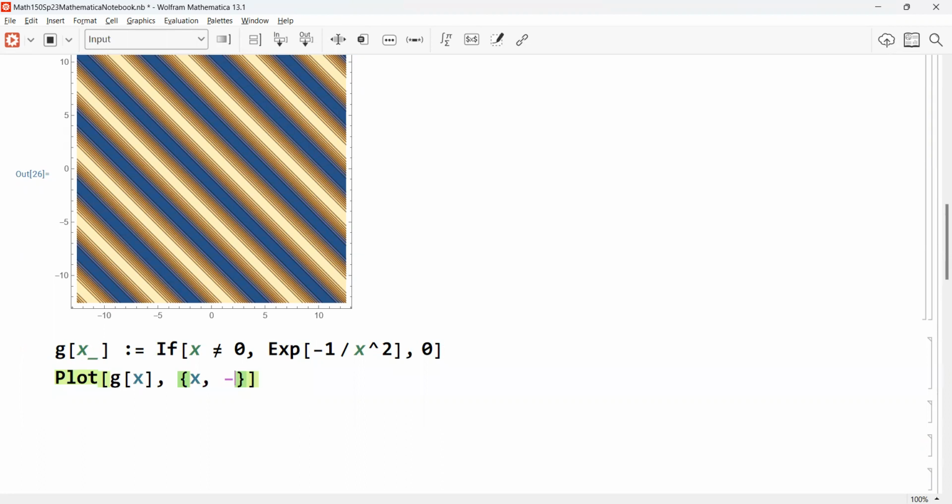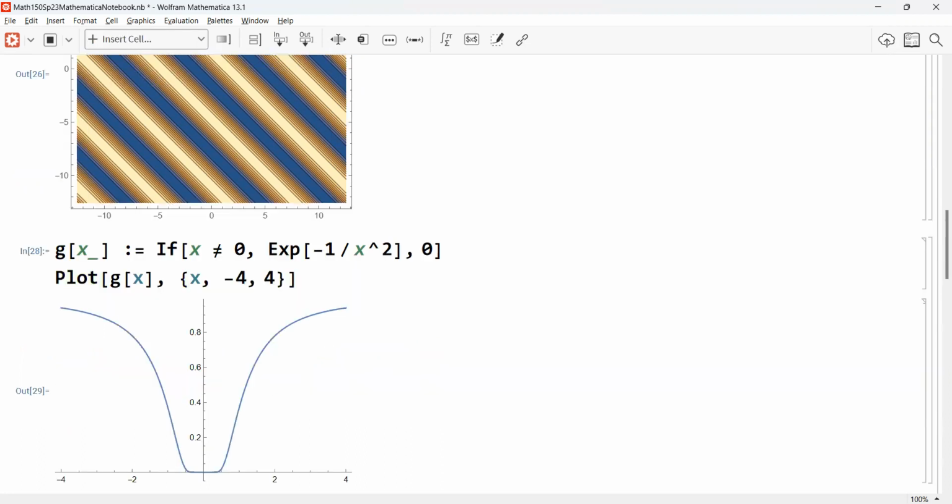And let's have x go from -4 to 4. So this is the function we looked at earlier, where all of its Taylor coefficients at 0 are 0. When you look at this plot, it looks quite small near the origin, but it's hard to tell just how small. What we can do is we can zoom in.